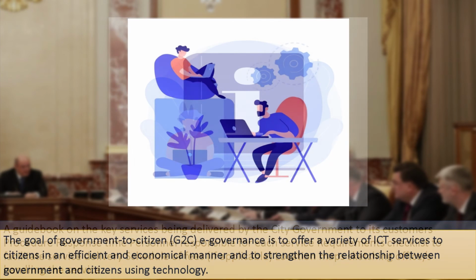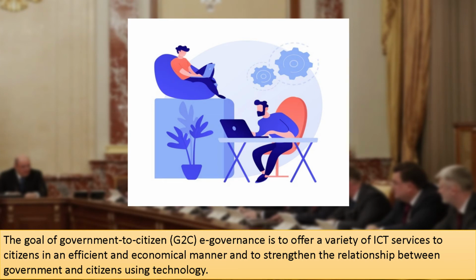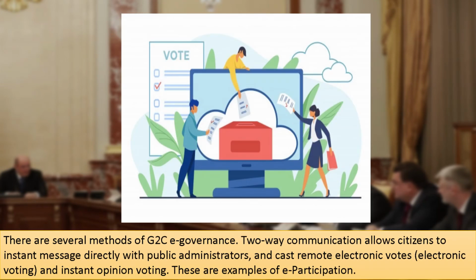So if you talk about the goal of government to citizen, which we usually call G2C, e-governance is to offer a variety of ICT services to citizens in an efficient and economical manner, and to strengthen the relationship between government and citizens using technology. There are several methods of G2C e-governance. Two-way communication allows citizens to instant message directly with public administrators, and cast remote electronic votes and instant polling votes. These are examples of e-participation.